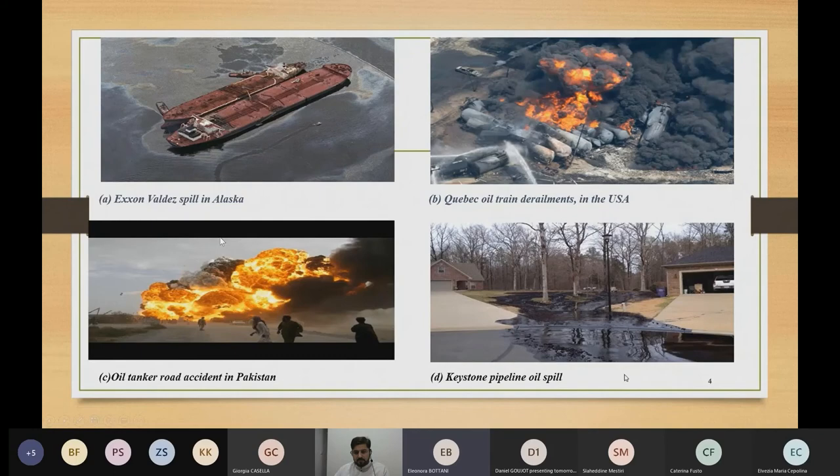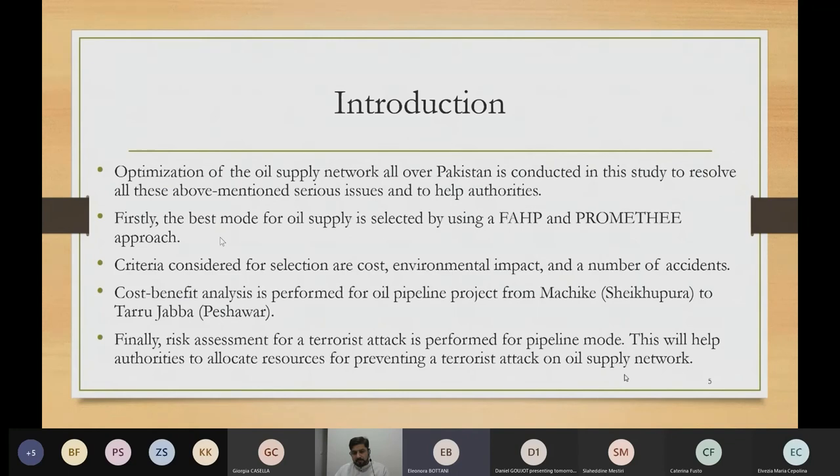So the main objective of this paper is to present which way of transportation will be the most feasible one. We are using some optimization tools, the fuzzy analytical hierarchy process and Promethee. There are different criteria, some cost-related and some benefit-related, and we want to consider cost, the environmental impact, and also the risk related to these different ways of transportation.